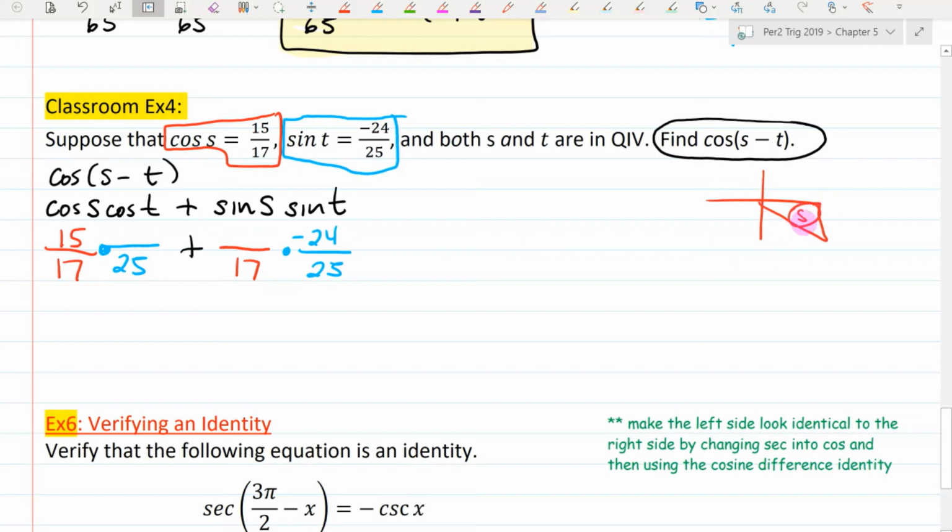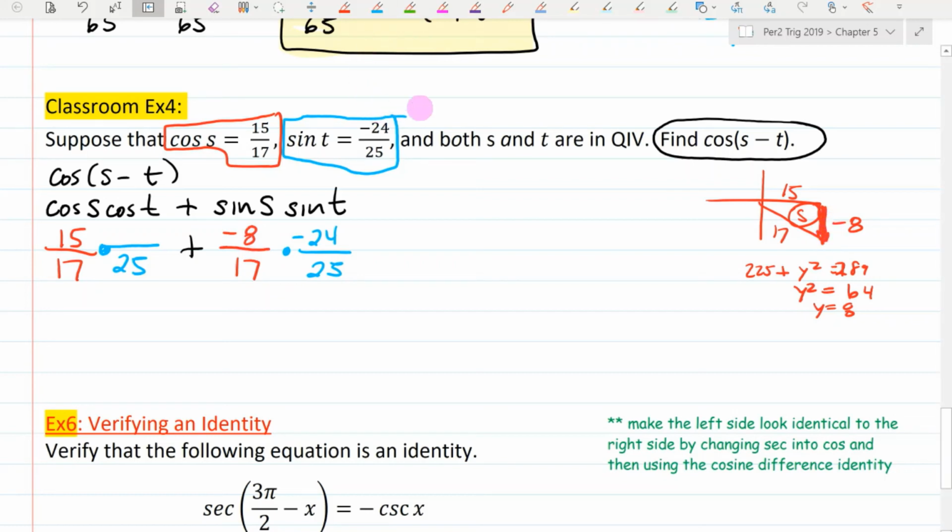So S, quadrant 4, 15 over 17. If you do Pythagorean theorem here, 225 plus y squared equals 289. Y squared equals 64. Y is equal to 8. Y is pointing downwards, so that will be negative 8. So for S, sine is negative 8/17.